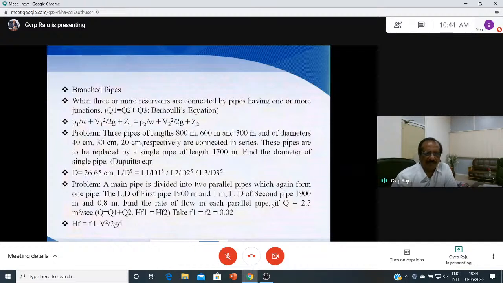Take this problem. Three pipes of lengths 800 meters, 600 meters, and 300 meters, and of diameters 40 centimeters, 30 centimeters, and 20 centimeters respectively, are connected in series. These pipes are to be replaced by a single pipe of length 1700 meters. Find the diameter of the single pipe. We have the equation, this is Dupuit's equation.